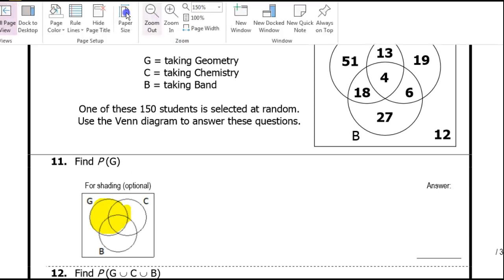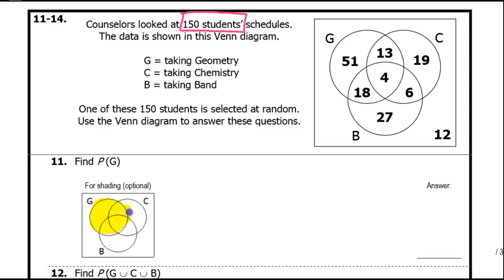Okay, not the best coloring job there, but we're in a hurry. So G is just these numbers right here. So we have to add those up. Okay, so 51, 18, 13, and 4.